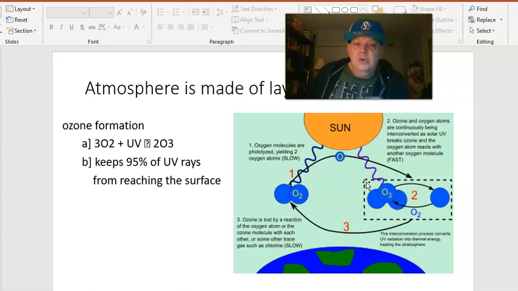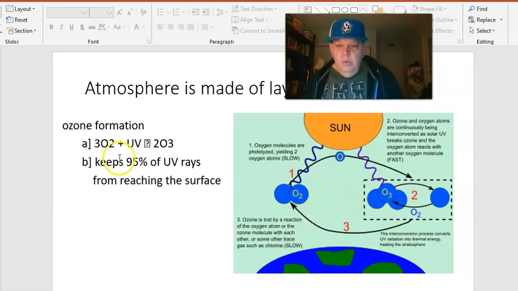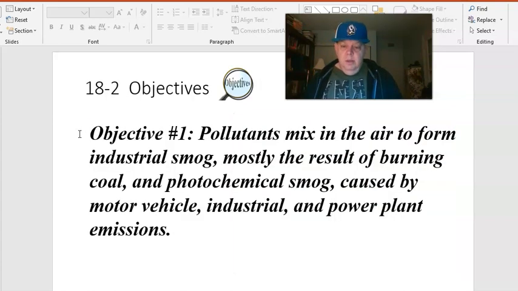And for people of lighter skin, if you're not used to being out in the sun, you sunburn a little bit faster because of your lighter skin. That's just the way it is. So when we look at the ozone formation, really what we're seeing is 3O2 plus ultraviolet gives us 2O3. That's what's happening. So this is where we get the formation of the ozone layer. And that's kind of important because that's what allows the UV radiation to be absorbed.